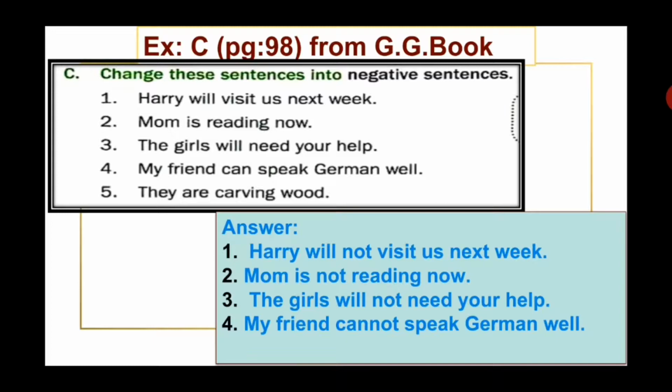Look at here. You can see that cannot is used as one word, cannot. Now look at here, last one. They are carving wood. They are not carving wood. Are is again used as helping verb, not the be verb. Are is the helping verb and carving is the main verb. In between, you can see not is used.